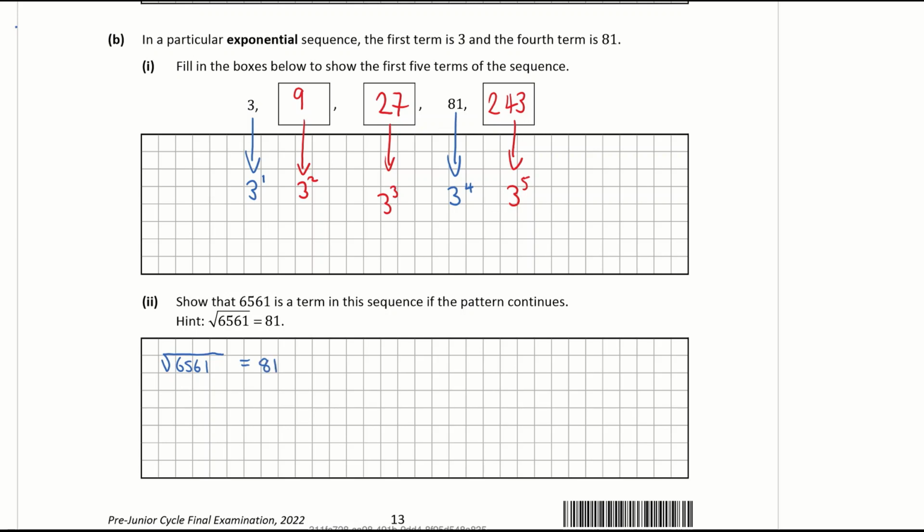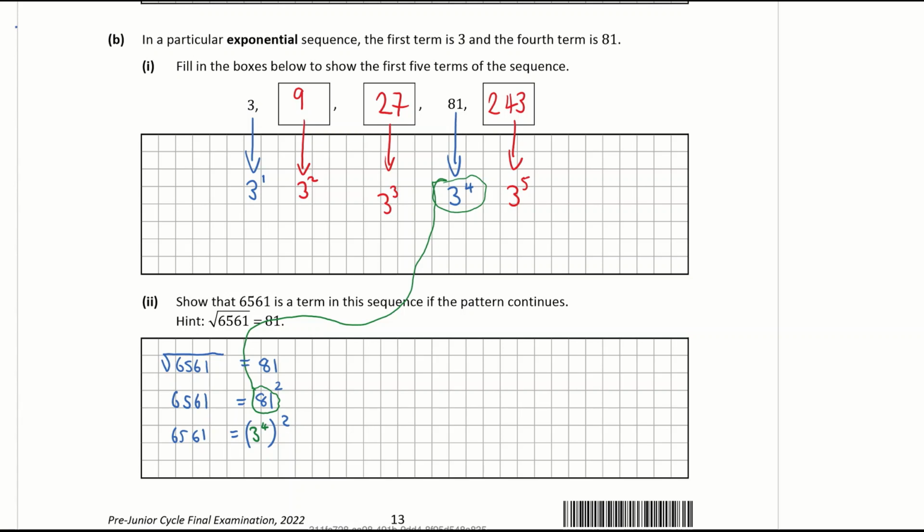Now don't forget that a square root means that you're squaring it. So in other words, 6561 is the same as 81 squared. So pause this and have a look and check that for yourself. 81 squared will get me back to 6561. But what they want me to spot is, look what we have from B part 1. We know that 81 is the same as 3 to the power of 4. So I'm going to change that 81 to 3 to the power of 4. So 6561 is equal to 3 to the power of 4, but it also has that squared on it. So I need to square that now.